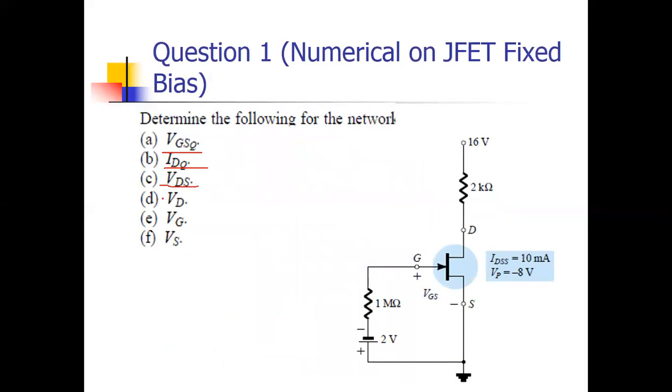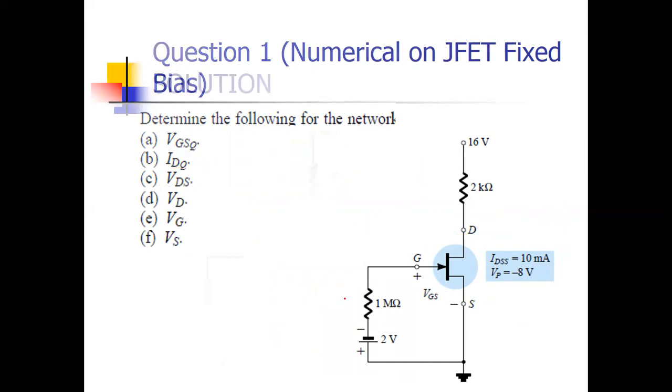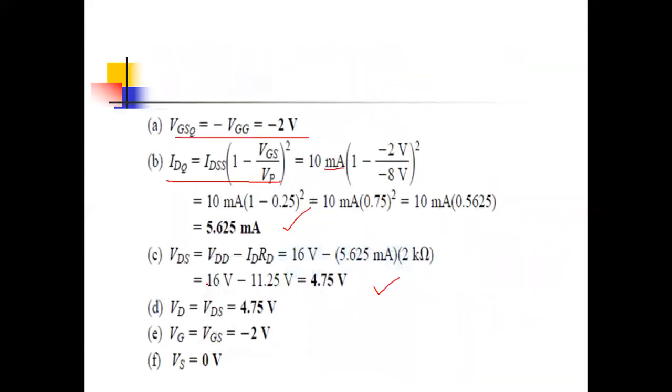VDS. Next we want VD, means voltage at the drain terminal. You can see here the source is grounded. So VDS you can write as VD, because VDS is actually VD minus VS, and VS is 0. If VS is 0, then VDS equals VD, that is 4.75.